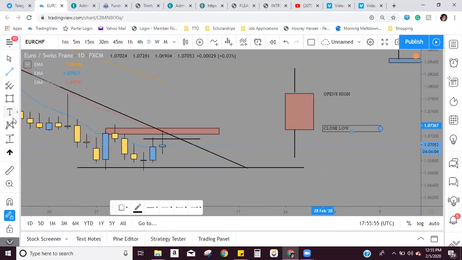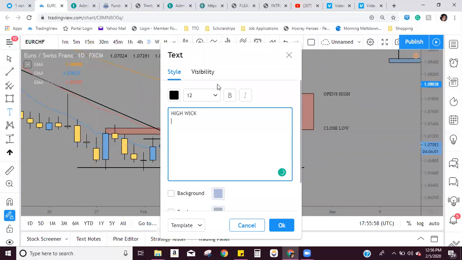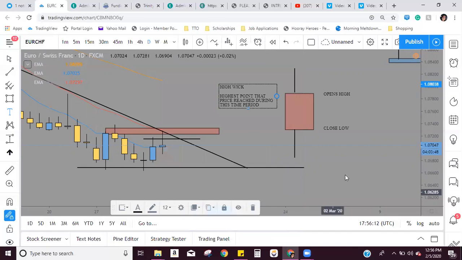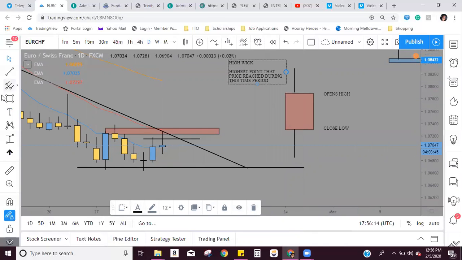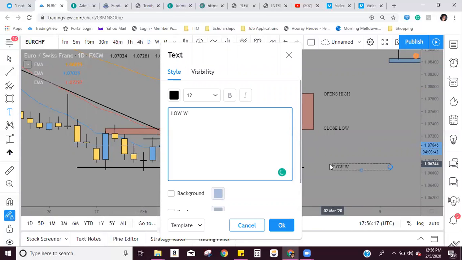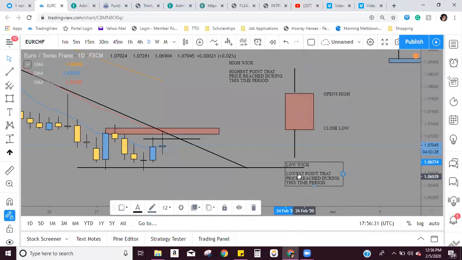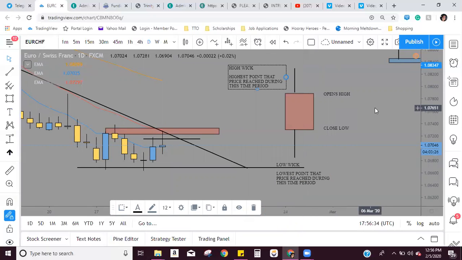Then you have a high wick. Same thing: the highest point that price reached during this time period. And then you have a low wick, and what is this? The lowest point that price reached during this time period. You understand? So that's the highest point price reached, and that's the lowest point price reached. So what is that telling you?